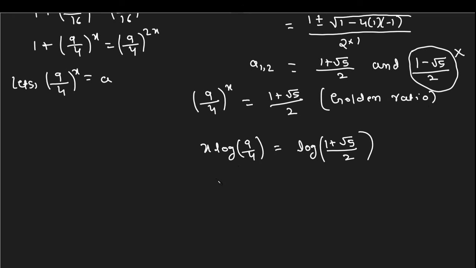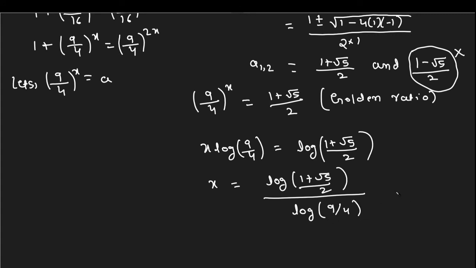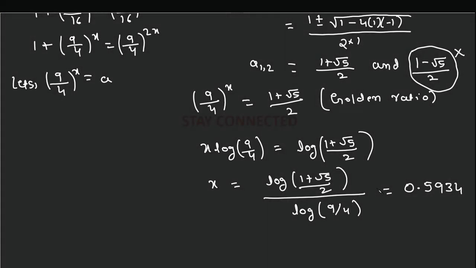Now we will solve this. We will continue with this equation. To solve this, log of (1 plus root 5) by 2 divided by log of 9 by 4. If you solve this, you will get the solution x is equal to 0.5934. So this is the value of x. This is the real value of x.